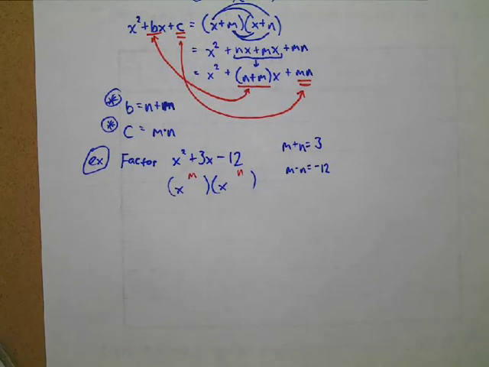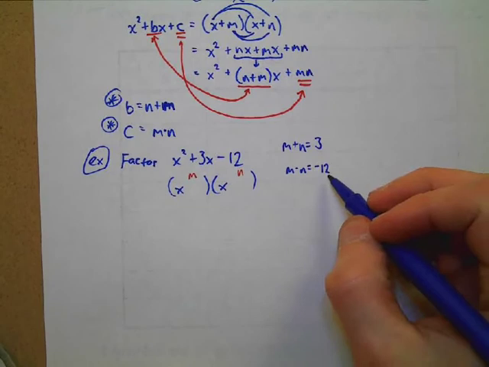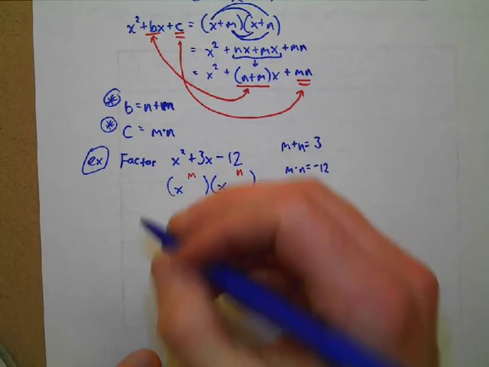Plus 3x minus 12. Did I pick an impossible problem? Yeah, I did. I did pick an impossible one. Okay? I'm sorry about that. I did not mean to pick an impossible one for the first one. All right. So this one doesn't work. There are no two numbers that multiply to make negative 12 and add to make 3.